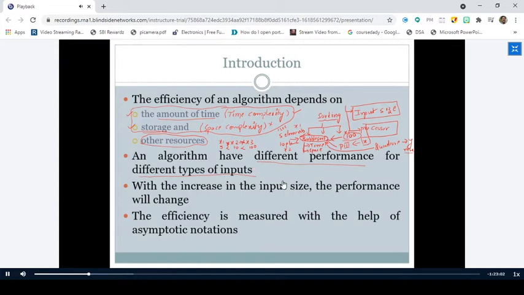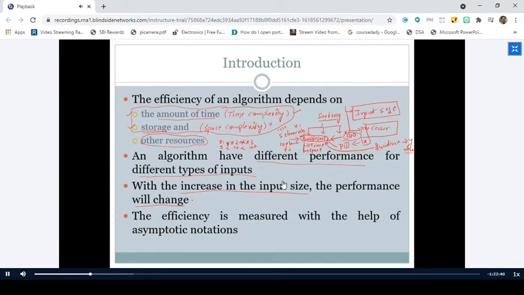So with the increase in input size, the performance will change. The performance may increase or decrease. That depends on the algorithm which you have written, right? So if you go on increasing the size of the input, the performance may reduce or may increase. It depends on the algorithm. Is it clear?